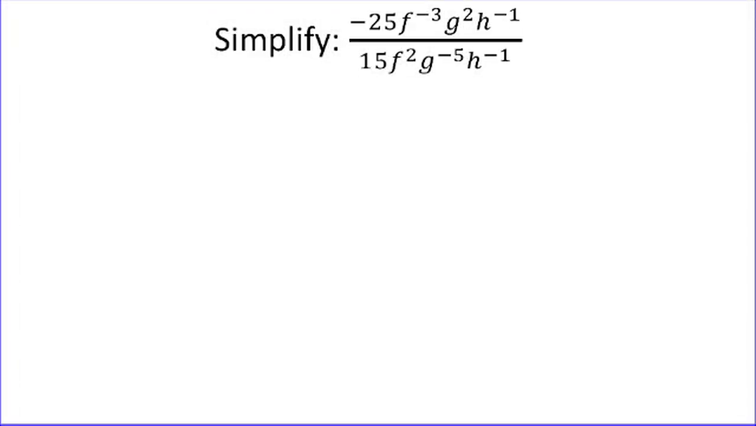We're going to look at a second method that we can use to simplify the expression negative 25 f to the power of negative 3 g squared h to the power of negative 1 over 15 f squared g to the power of negative 5 h to the power of negative 1. And to do this, we are going to use a combination of the negative exponent rule first, followed by the product and quotient rules.